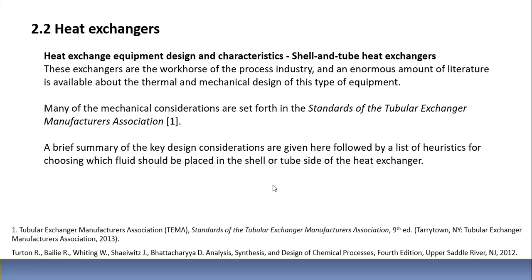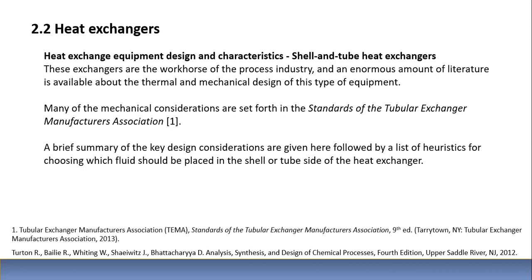Heat exchange equipment, design, and characteristics. Okay, these exchangers are the workhorse. Which exchangers? The shell and tube heat exchangers. La configuración de tubo y carcasa, ese tipo de intercambiadores de tubo y carcasa. Dice, shell es la carcasa, tube son los tubos, que son muy comunes y dice que son el workhorse of the processing, el caballo de trabajo de la industria de procesamiento.